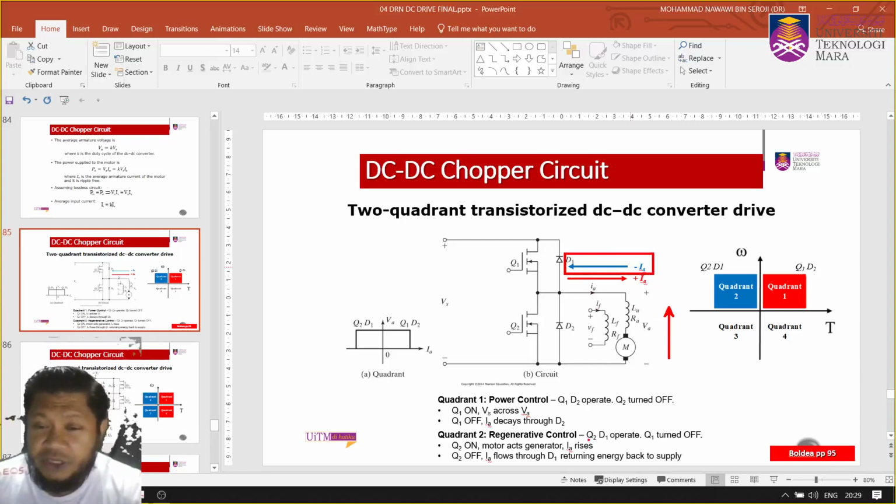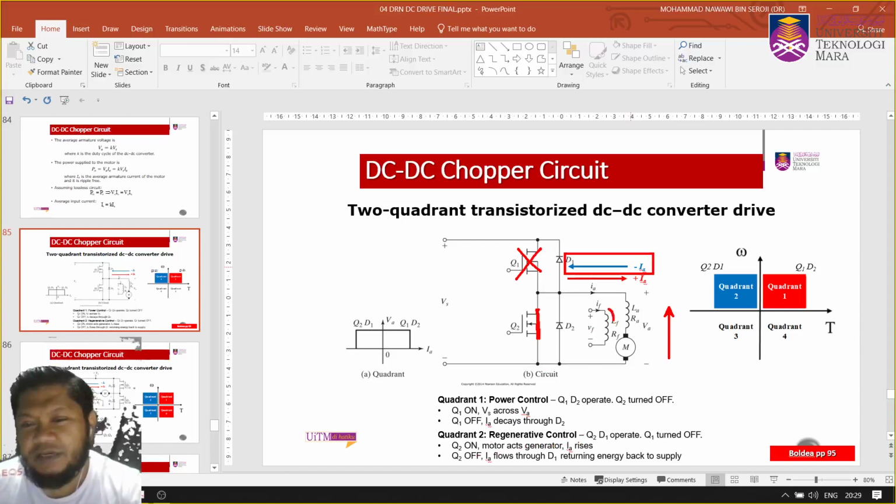So let's see, Q2 and D1 operate and Q1 turns off. Right. So in this state, you have Q2 on. When you start to turn on Q2, it will appear as a short circuit, isn't it? So Q1 is off, isn't it? So what does it mean? The motor acts as generator, IA rises. So you're going to see that now current flows in that direction.